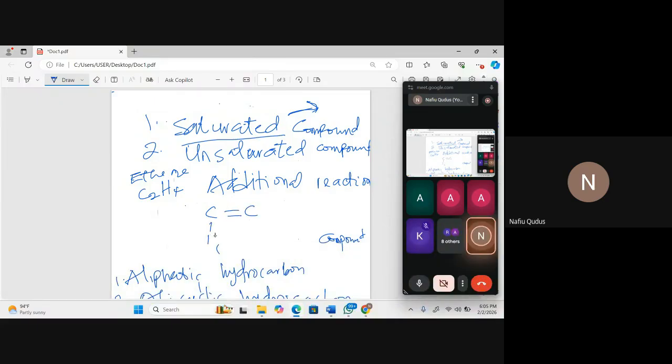So we have one H here, another H here, another H here, and another H here. Are we together? So this is a double bond. And this double bond comprises both a sigma bond and a pi bond. In this case, we have one sigma bond and one pi bond, right?